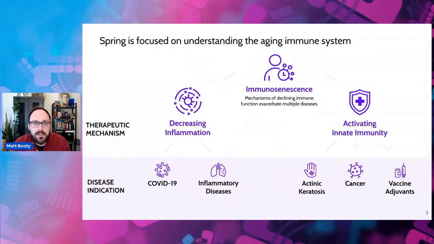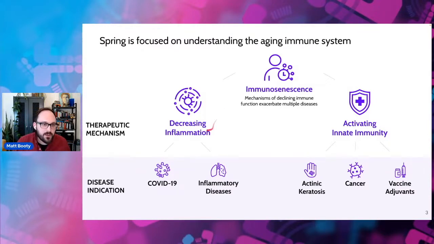Now, with a focus on aging, we are specifically interested in the aging immune system. And a lot changes with age in terms of immunity, both on the innate side and the adaptive side. This all falls under the umbrella of immunosenescence. As a starting point, we've chosen to focus on innate immunity as the axis to generate therapies for many age-related diseases. So we actually have programs focused on decreasing inflammation. This is important as we age because basal inflammation actually increases, and this is often termed inflammaging.